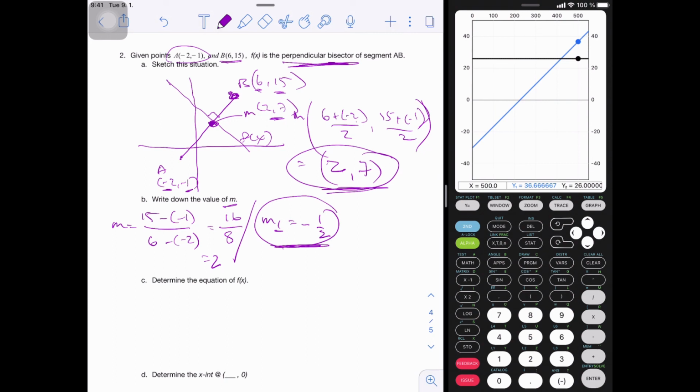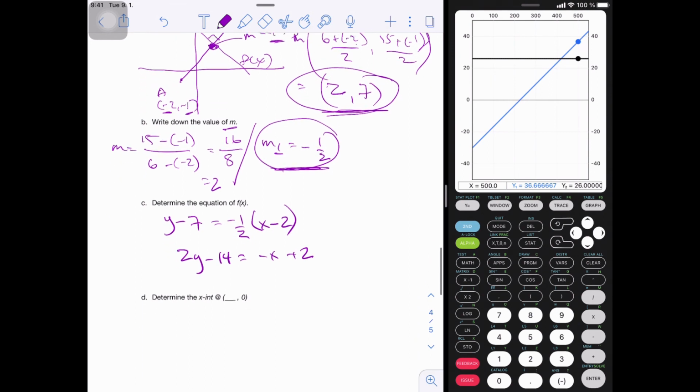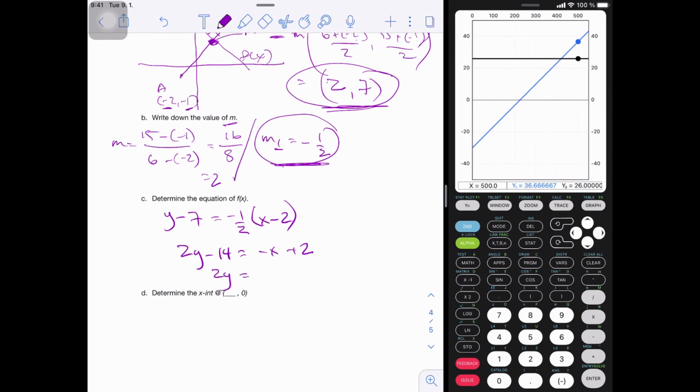So now I can just plug these values into my equation. So y minus y1 is equal to m times (x minus x1). Solving now for this equation, I'm going to multiply both sides by 2. I get 2y minus 14 is equal to -x plus 2 when I distribute the -1. And so 2y is equal to -x plus 16. And so then finally y is equal to -1/2 x plus 8. And this is f(x). This is f(x) equals -1/2 x plus 8.